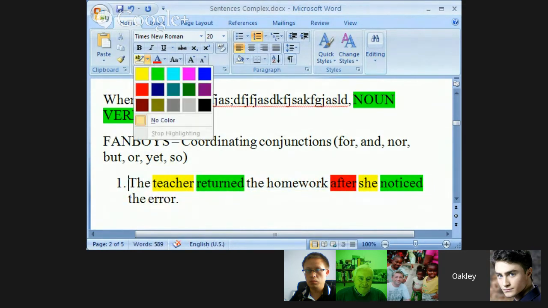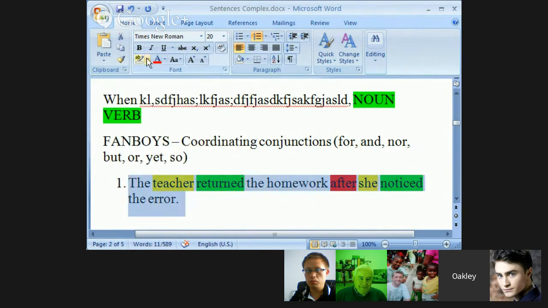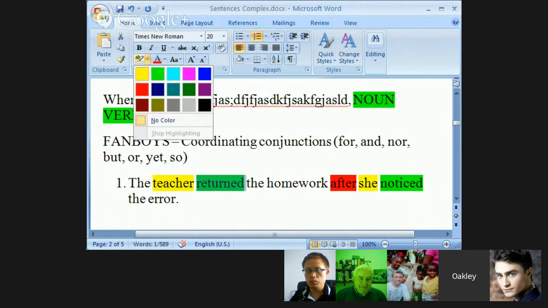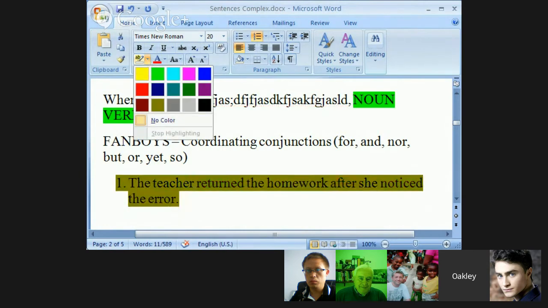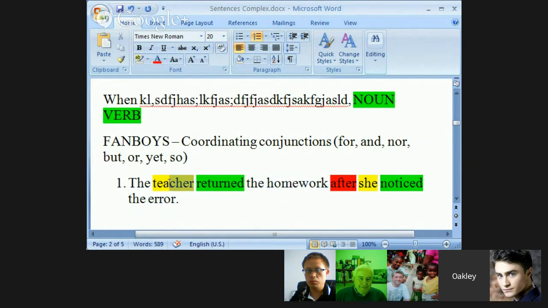Hang on. All right, wait a second. What the hell? Why? Really? Why is this doing this to me? Crazy. Hang on a second. No highlighting. I don't want highlighting. Off with highlighting.